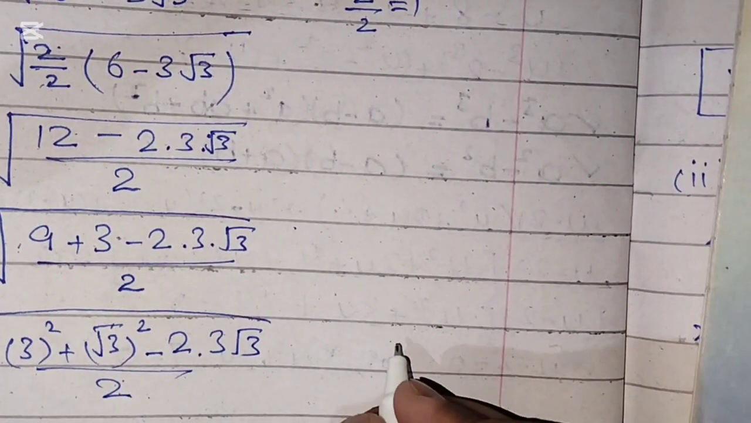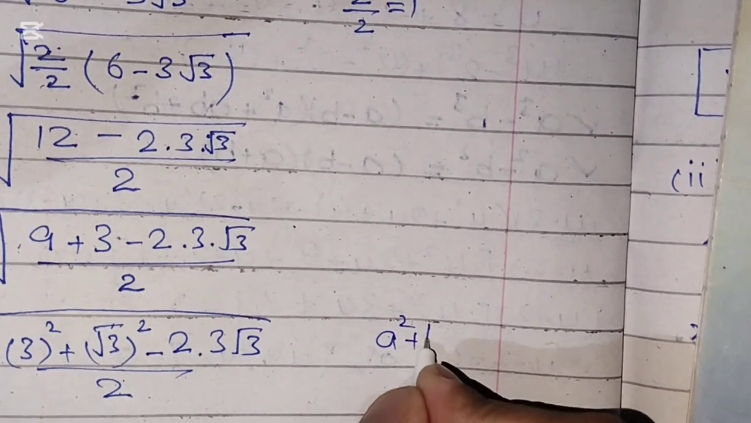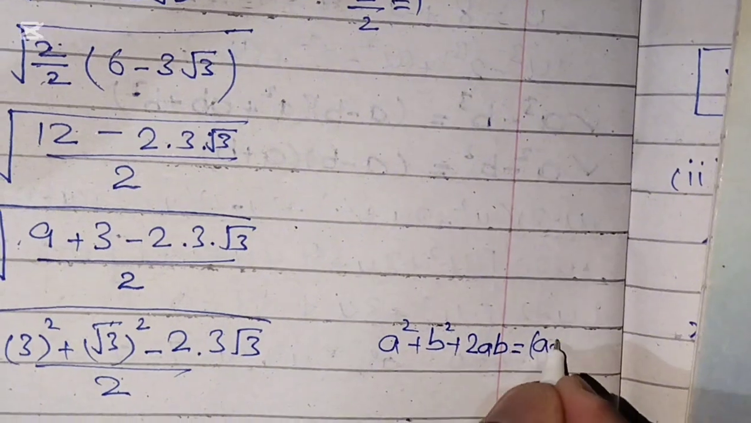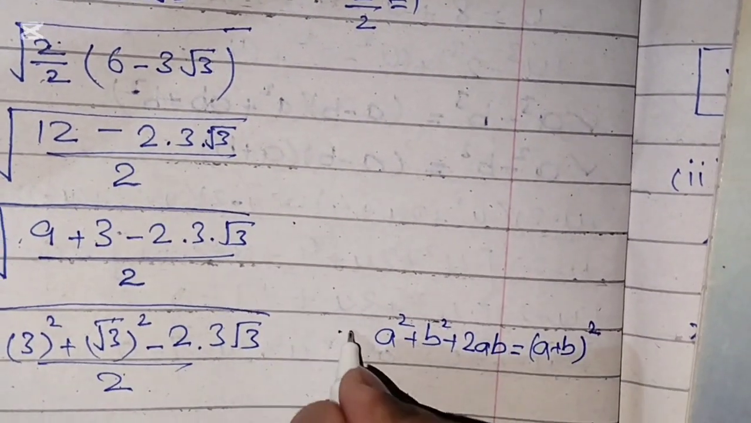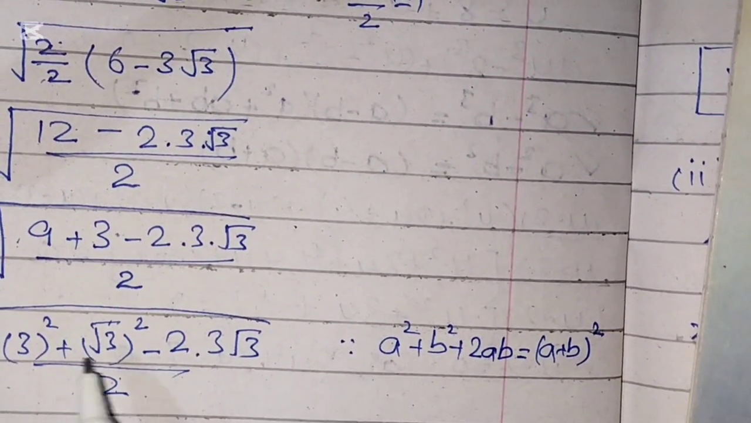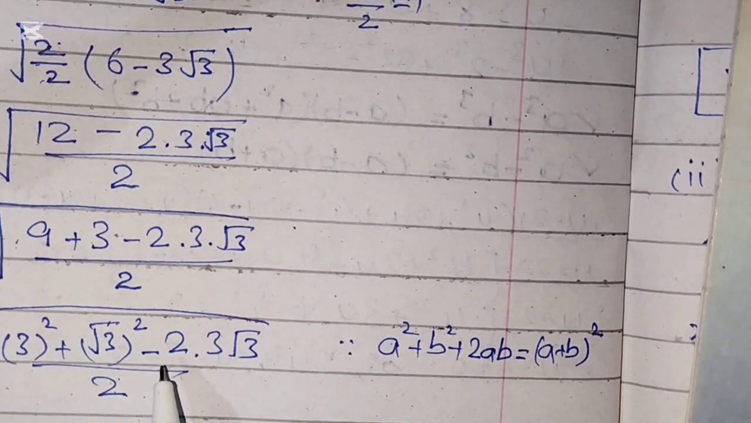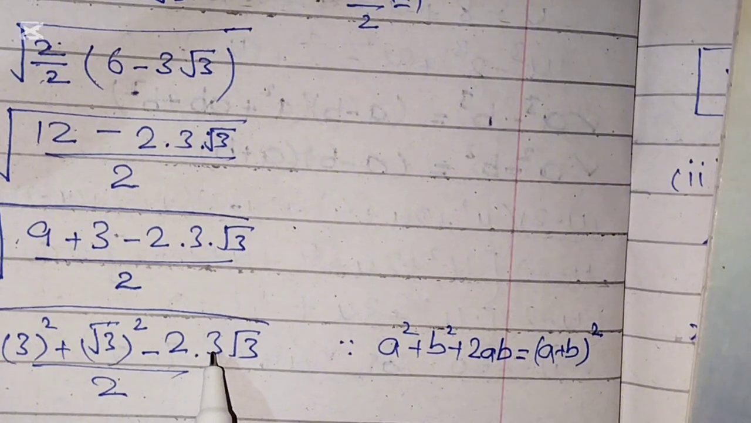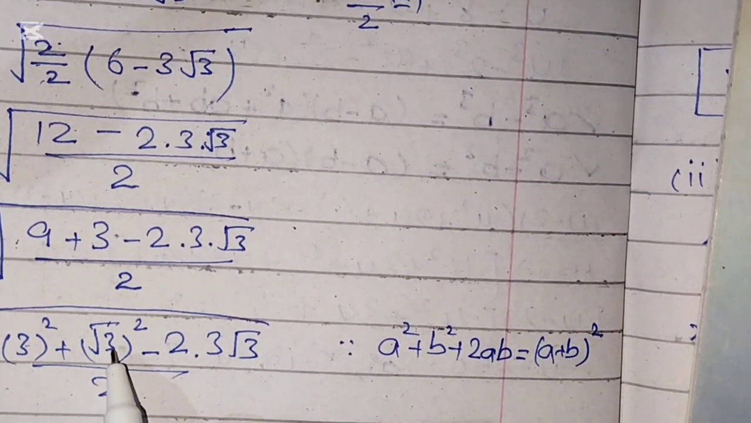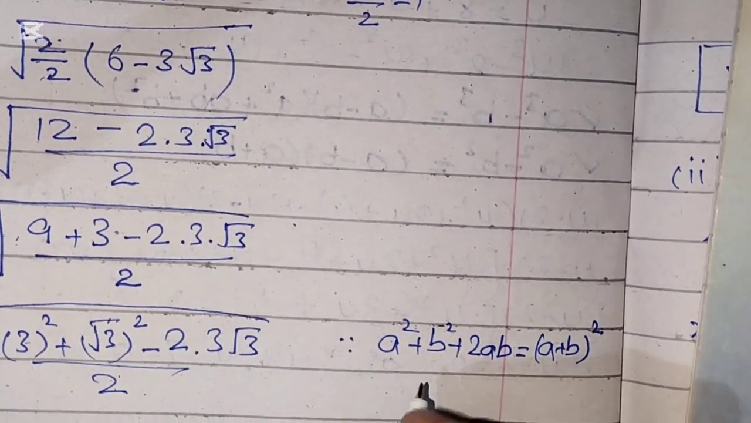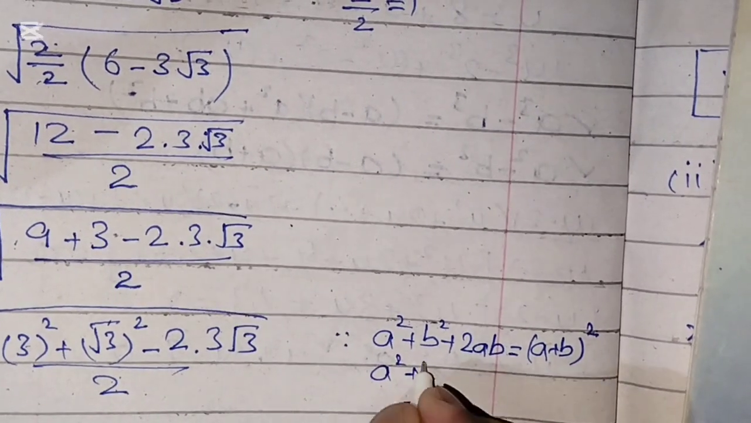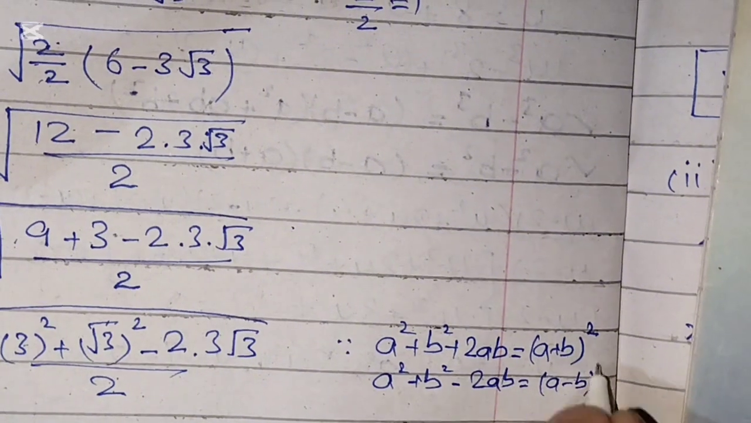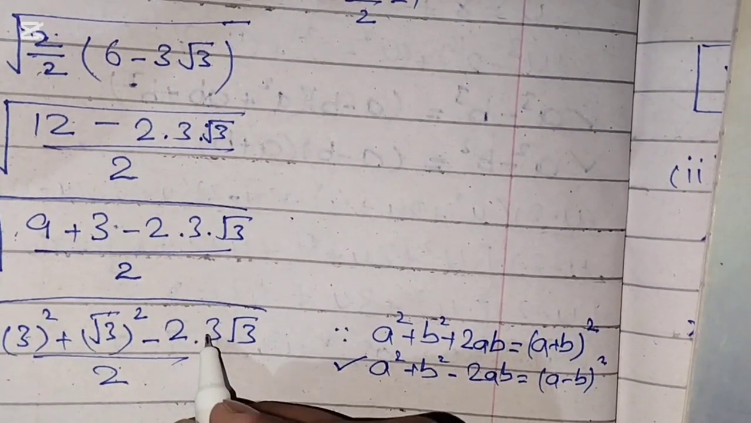As we know the formula that a square plus b square plus 2ab is always equal to a plus b whole square. You can see that this is a square, this is b square, this is minus 2 times 3 times square root 3, where 3 is a and square root 3 is b. This is the formula for a plus b, and for the negative, a square plus b square minus 2ab equals a minus b whole square. So we will use this formula in the numerator.